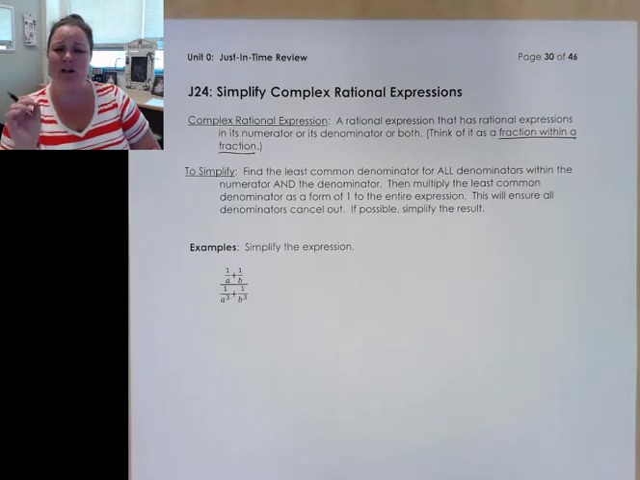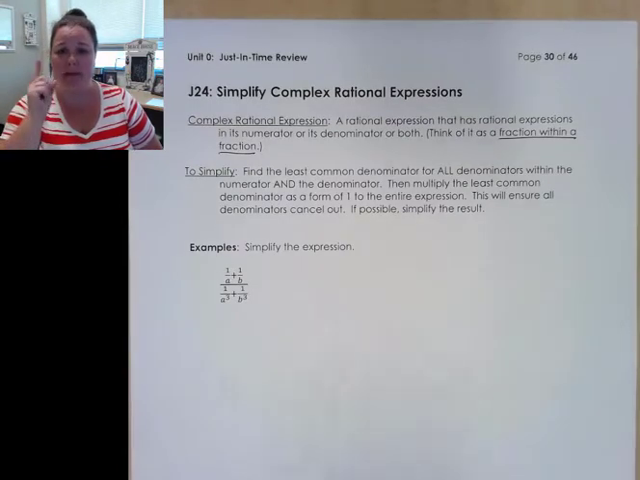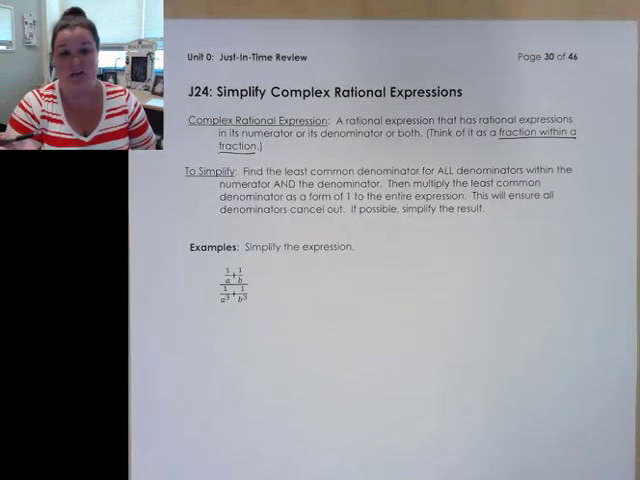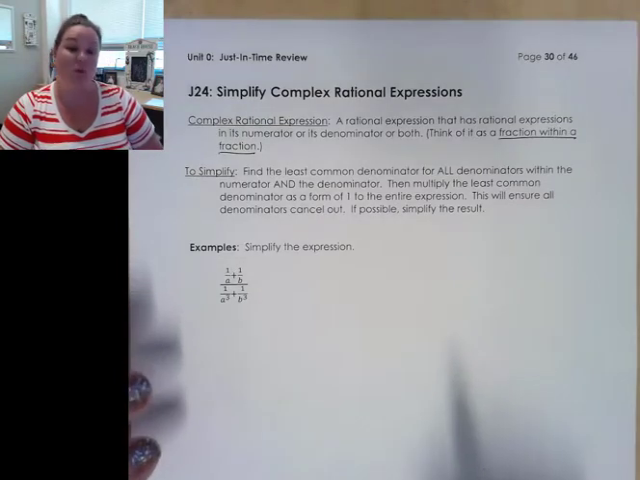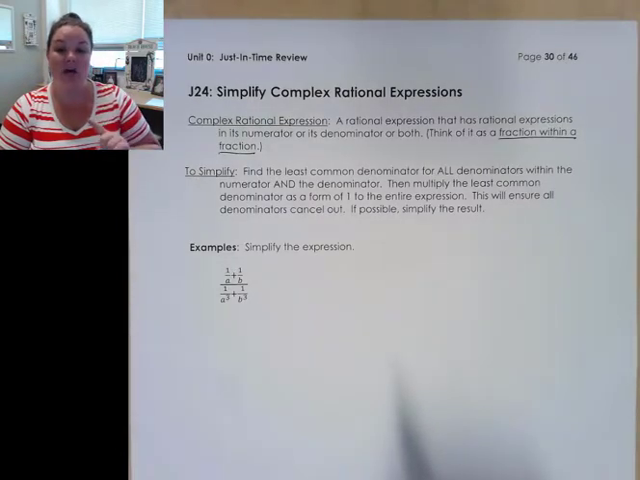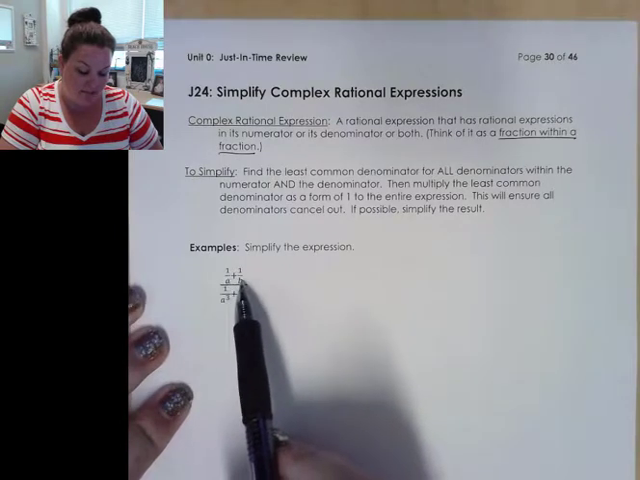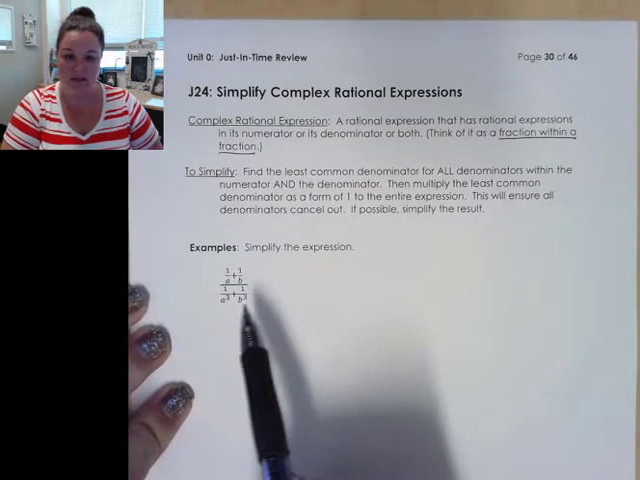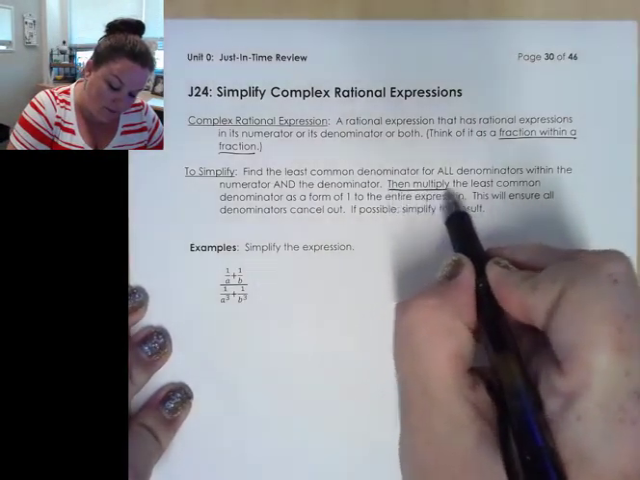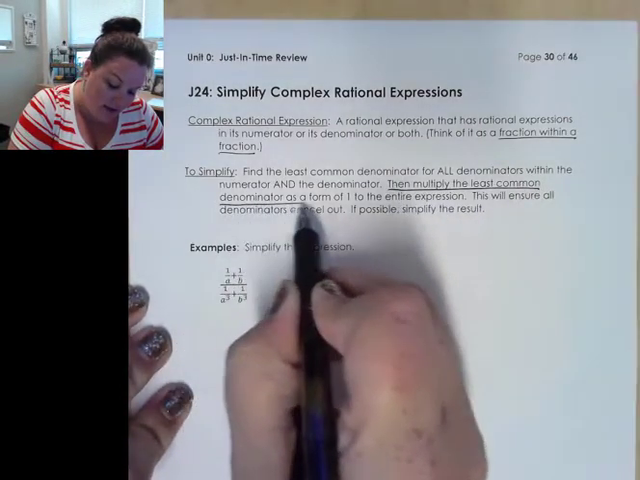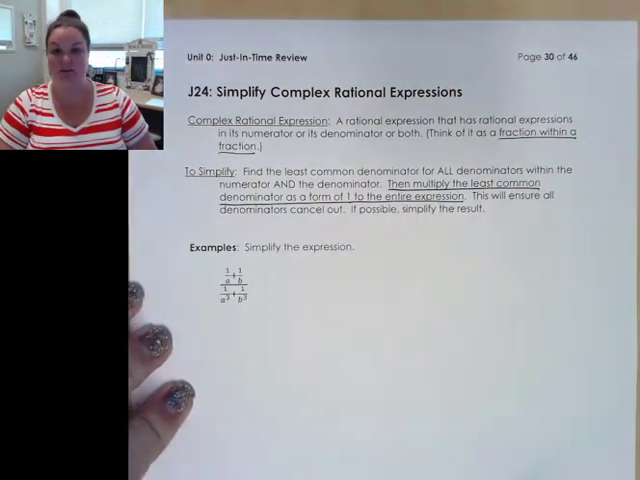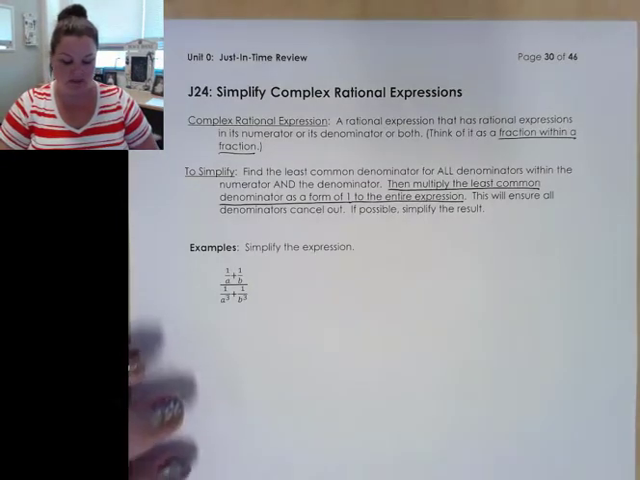What we're going to do is use this idea that if we multiply by 1, it doesn't change the value, right? If I multiply anything by 1, it just stays whatever it was. So we're going to figure out what a common denominator would be for every single denominator that's shown in here, okay? And then we're going to multiply the least common denominator, as a form of 1, to the entire expression, okay? So let me show you what that looks like.